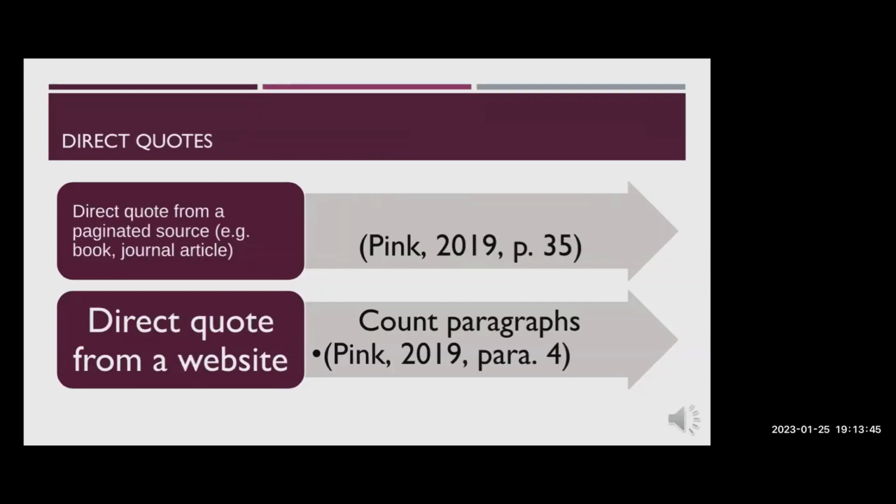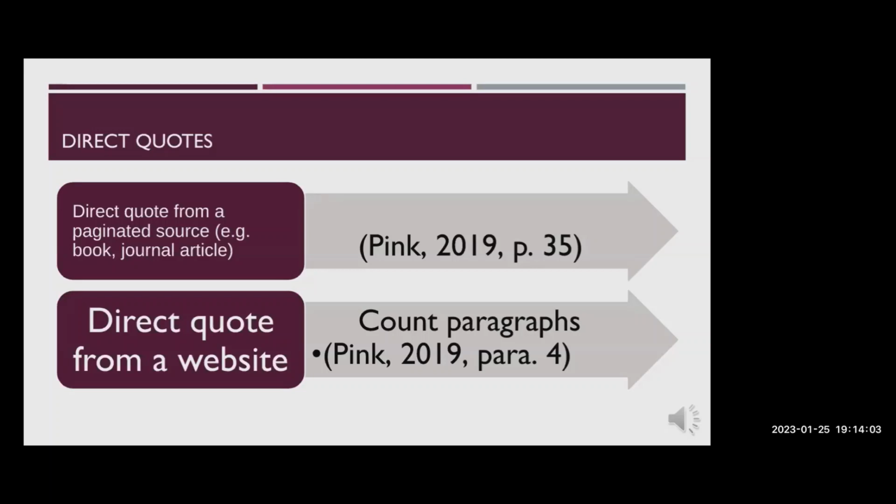If you have a direct quote and you are using a paginated source, so if you're using a book, if you're using a journal article, even if it's online, they tend to have real page numbers, you will add the page number to your in-text citation.